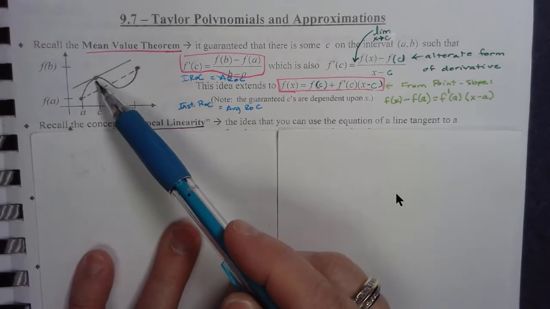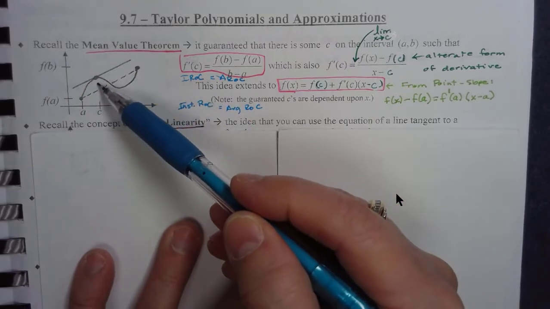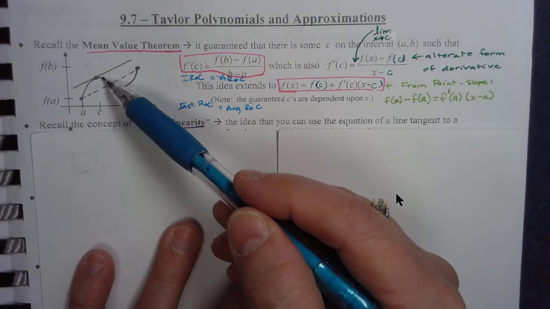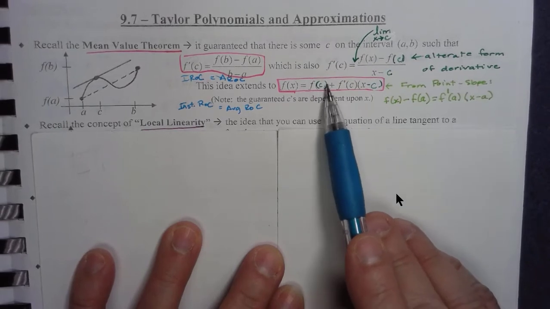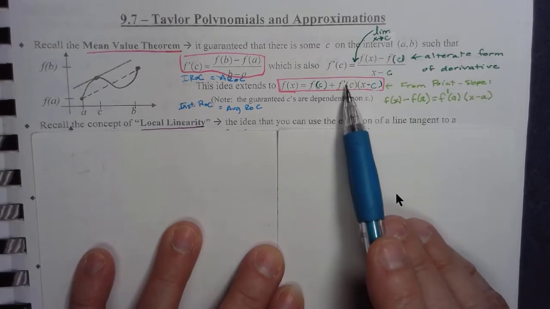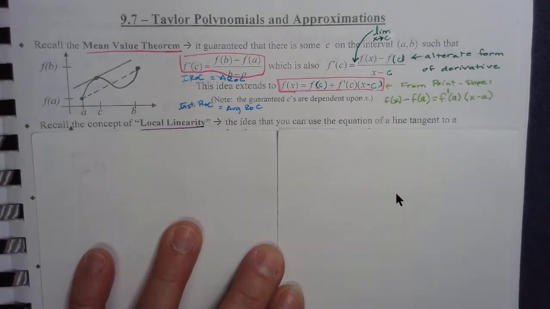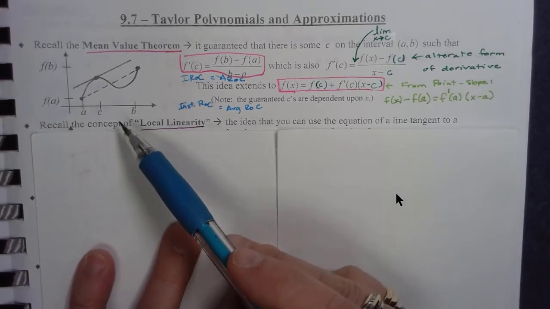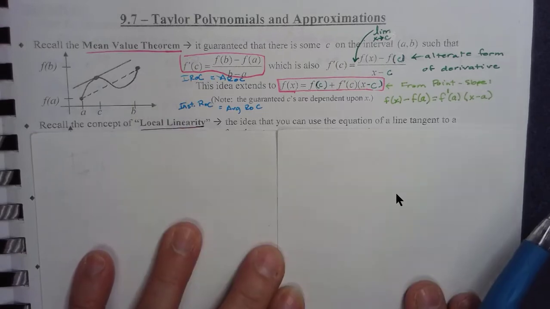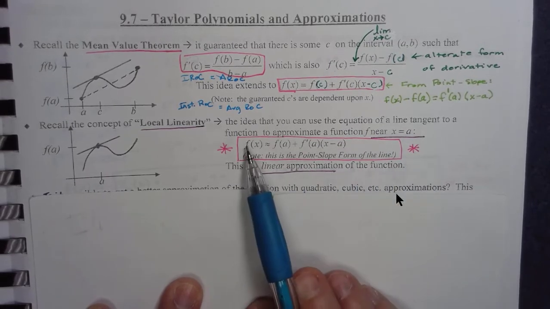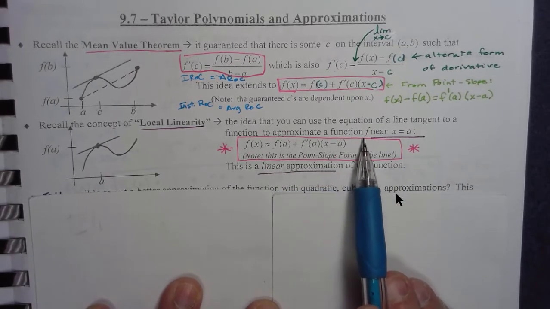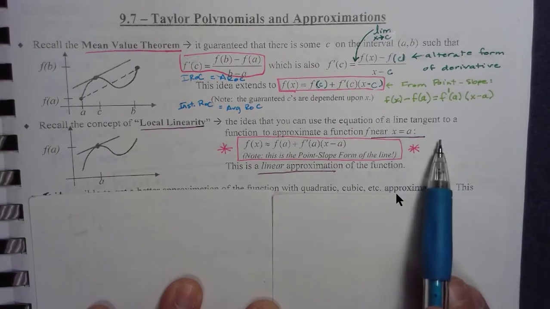Now, I can use that tangent line to approximate y values of our function. If you recall, when we were working with Euler's method, we did another way of approximating values of the function using our tangent line. We took our given y that we knew plus the slope times the change in x, which gave us the next y. Well, that's called using the idea of local linearity. This is the idea that you can use the equation of a tangent line to a function to approximate a function f near that x equals a.